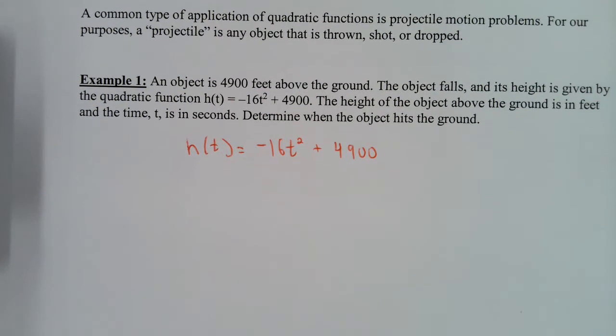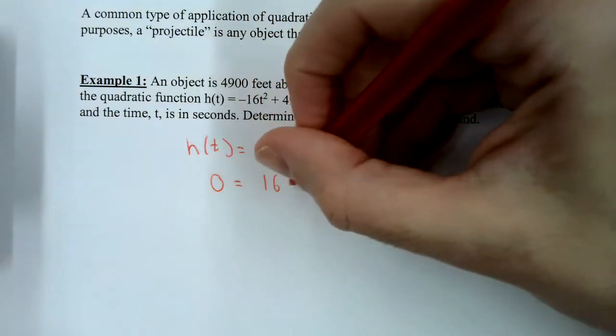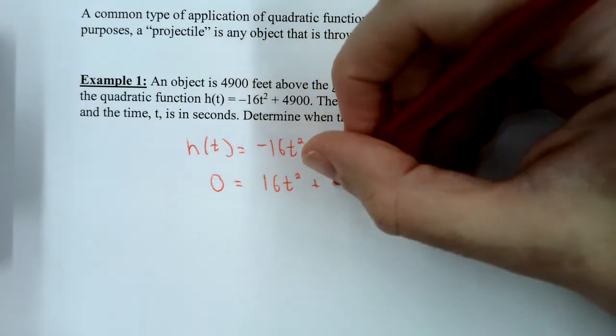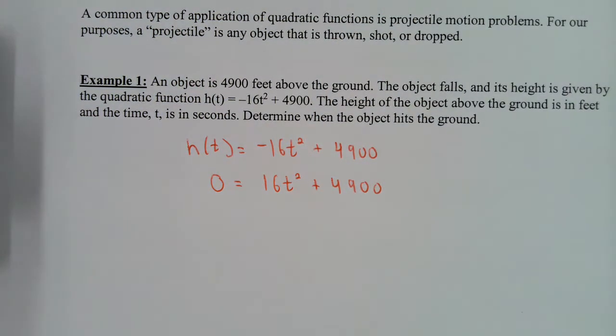So think to yourself, what is the height when the object hits the ground? The height is 0. So I'm going to replace h of t with 0, because the height is 0 when the object hits the ground.